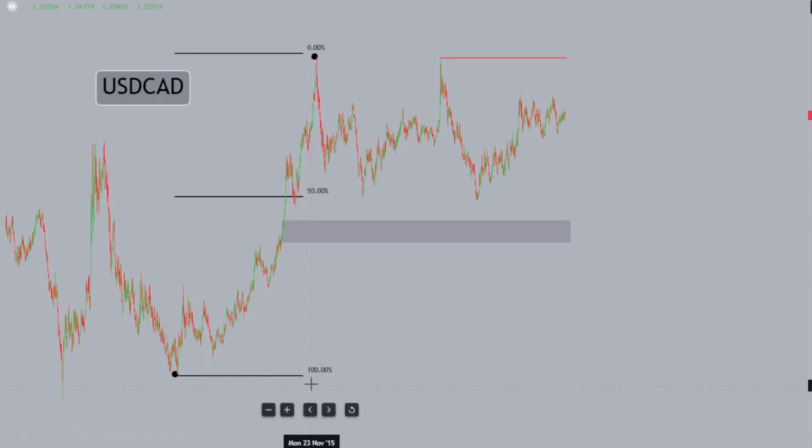Okay, folks, welcome back to the channel. Here we have the USD CAD. So the CAD was something that people were interested in me going over, so this is something that I am going to be going over in today's video.